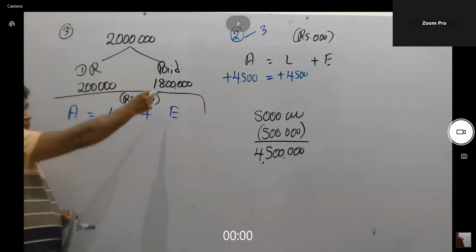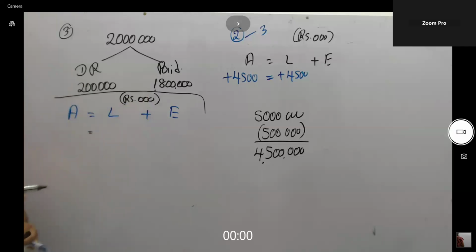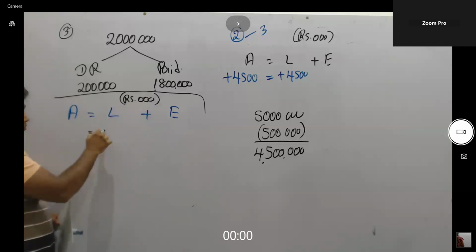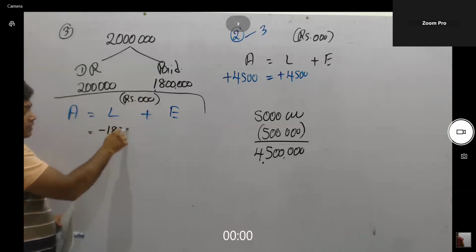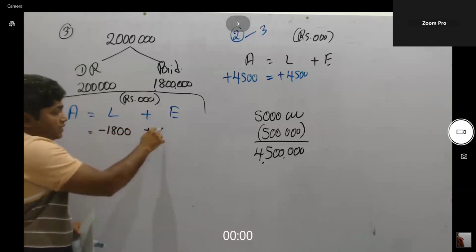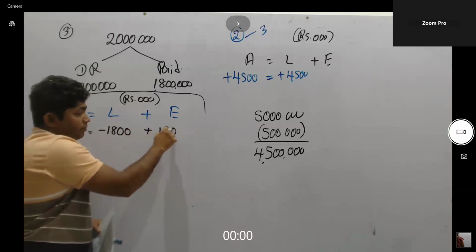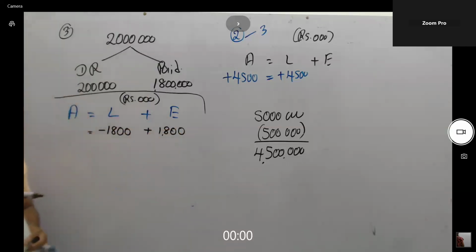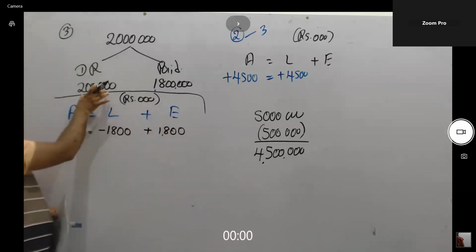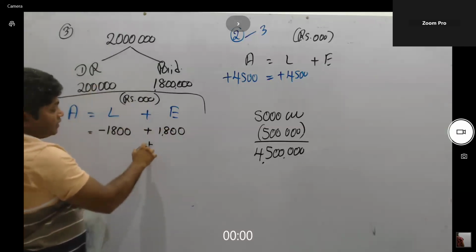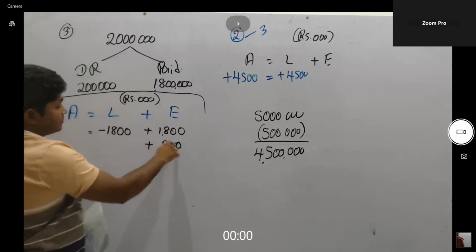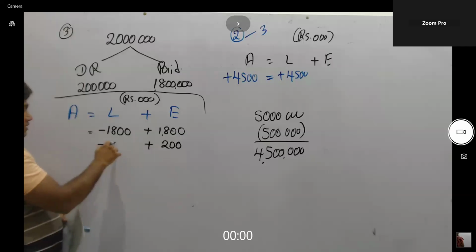Paid for creditors by the owner, 1.8 million. Everything: liability decreases as well as equity increases. And the second one, discount received. Discount received is income. Equity increases as well as creditors decrease.